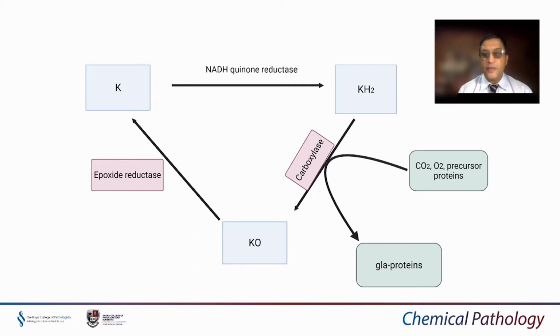Vitamin K has to be in its reduced form to enable carboxylation of the glutamyl residues on the precursor GLA proteins. However, once it has effected this action, it forms an epoxide. It is important that the epoxide then be reduced by successive reactions, epoxide reductase and NADH quinone reductase. It is only the reduced form of vitamin K that can then be recycled to recarboxylate the GLA precursor proteins.